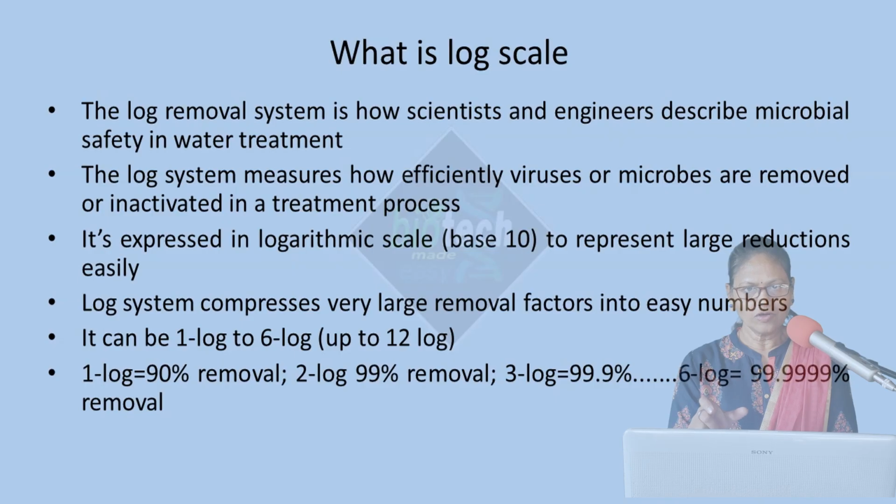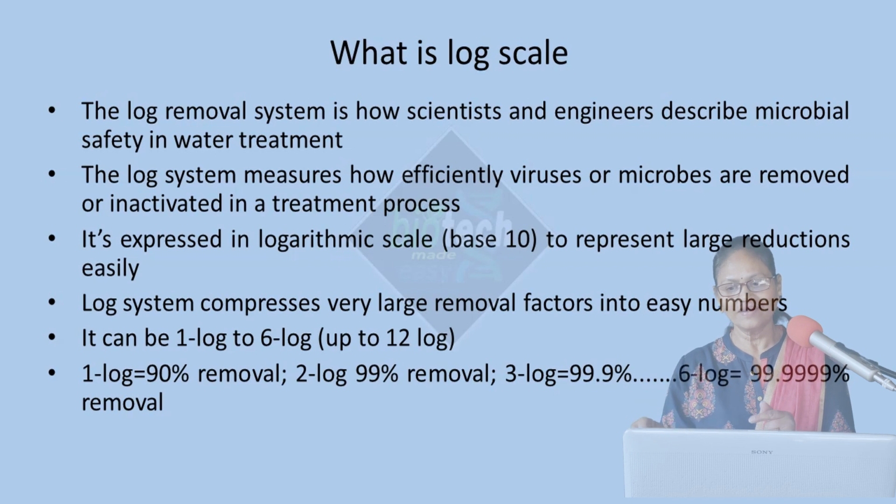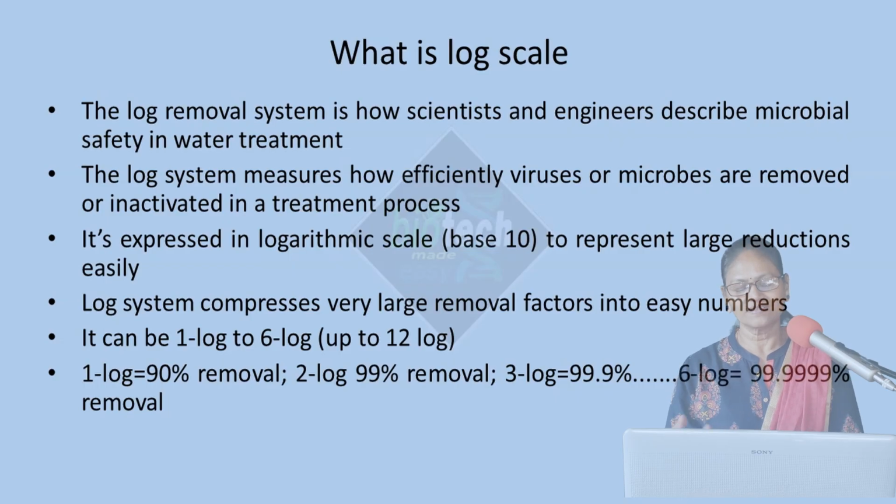If we say 1 log, which is the lowest level, 1 log means 90% removal. That means in any sample, 90% of viruses have been removed. If we say 2 log, then in percentage it is 99% removal, and 3 log is 99.9% removal, and so on. If we say 6 log, then it is 99.9999% removal. So, almost no virus is there.